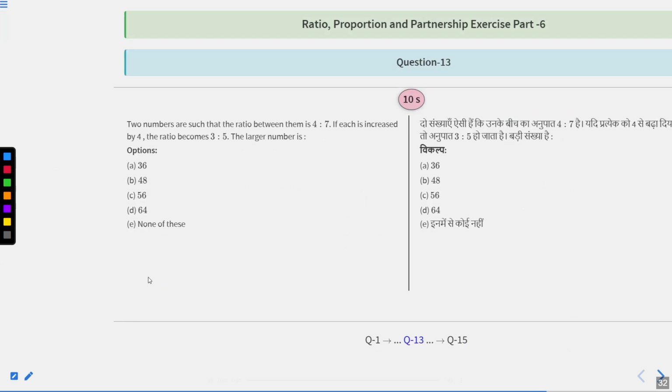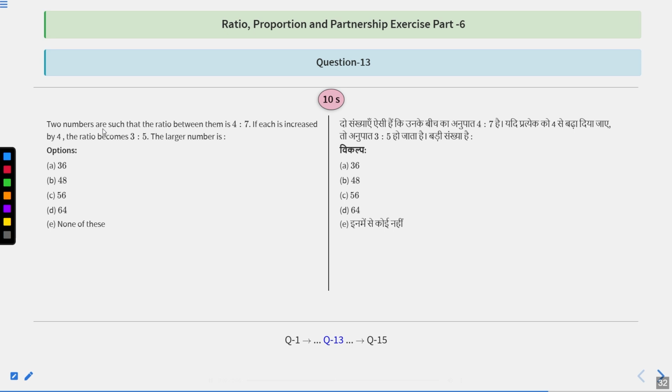Next one. Two numbers are such that the ratio between them is 4:7. If each is increased by 4, the ratio becomes 3:5. The largest number is? You have 5 options and 10 seconds to solve this question. Your time starts now.